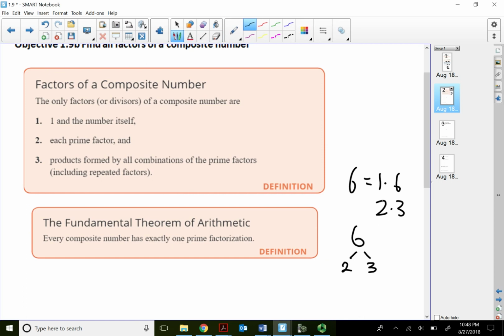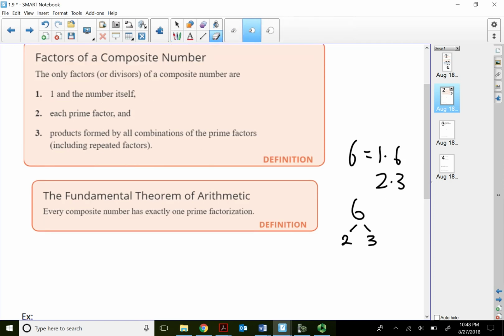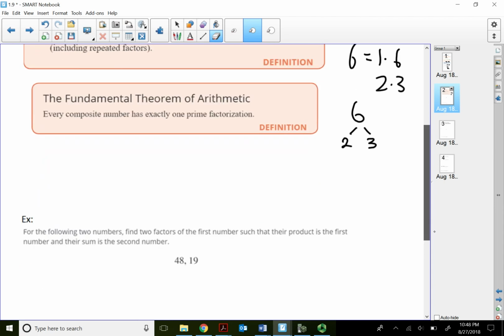All right. Now that does not mean we cannot use a combination of prime numbers for some bigger composite numbers. But as far as prime factorization, what are the prime numbers that make your composite number? There's only exactly one form of that, which I will show you in the next video.